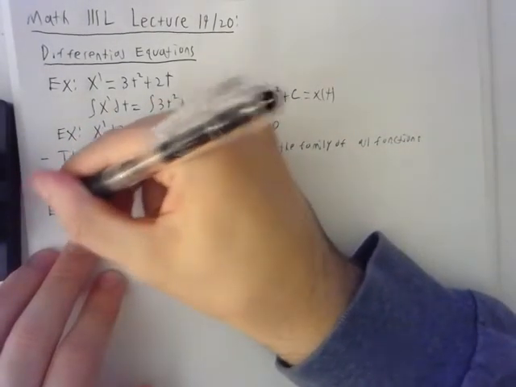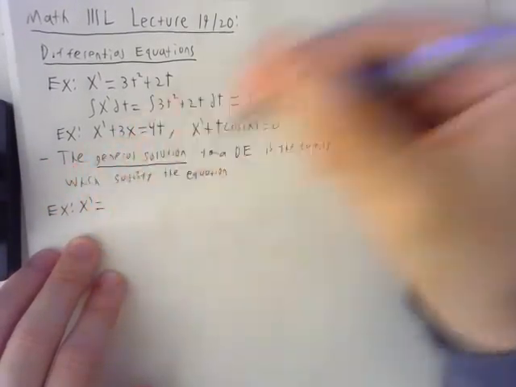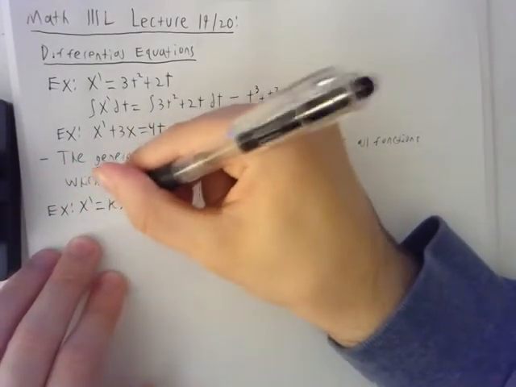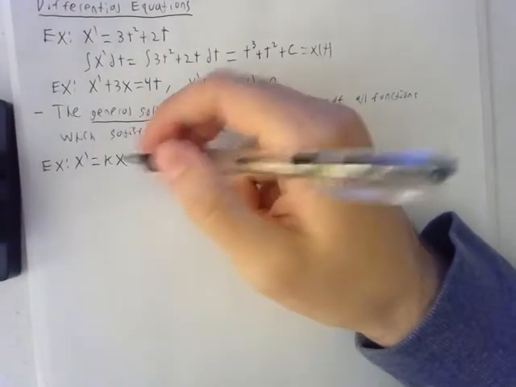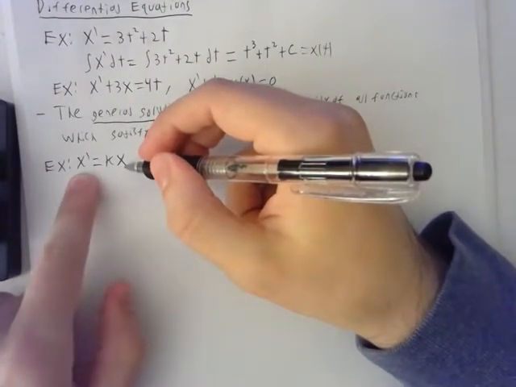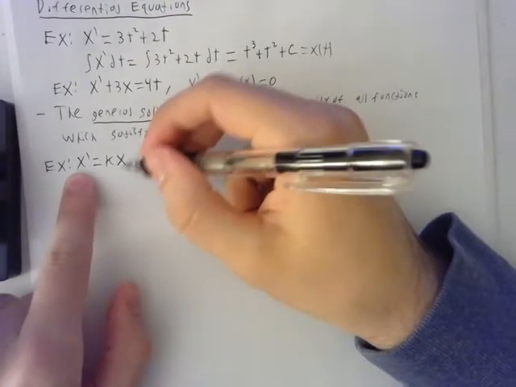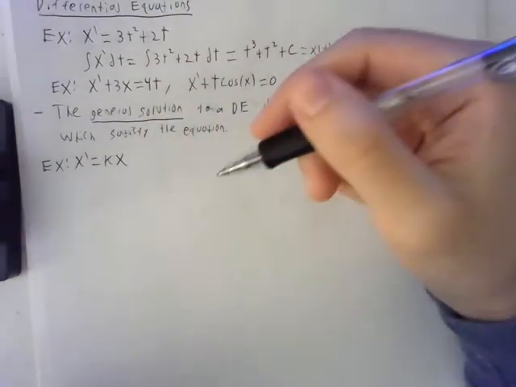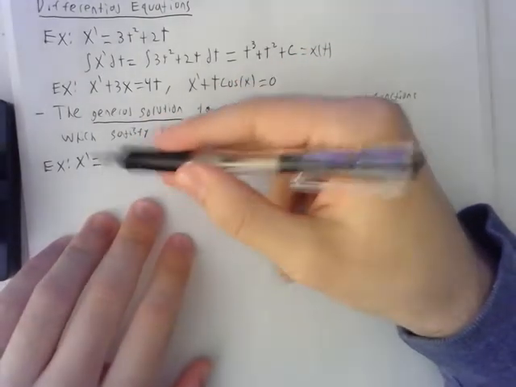So let's look at another example. If we have x prime equals some constant times x, so notice in this example we have the unknown function x on both sides of the equation, so we can't solve this problem by antidifferentiation because we don't know the antiderivative of x. We don't even know what x is. So this one is more difficult to solve.